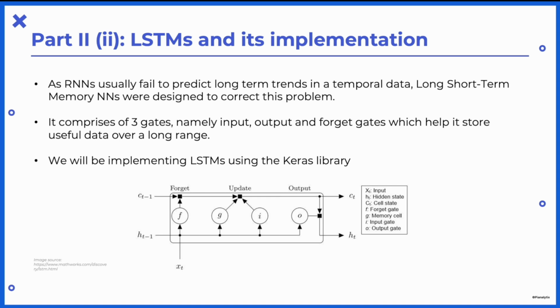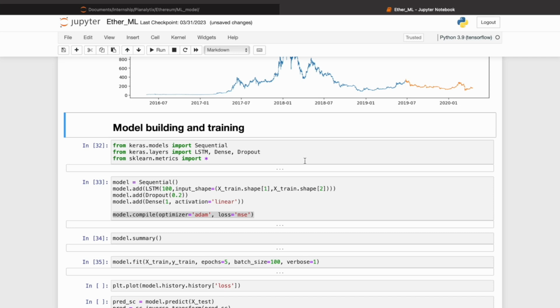We can see that there is a forget gate, an output gate and an input gate. The memory cell is denoted by G, and the memory cell and the input both contribute to the updating of the weights. We will be implementing LSTMs using the Keras library. Now that we are done with reading our data and splitting into training and testing by creating the features required, let us look into model building and training.